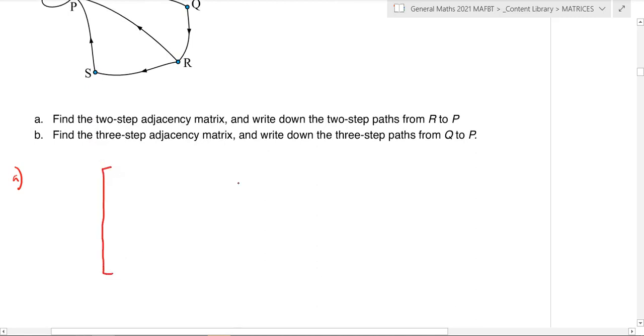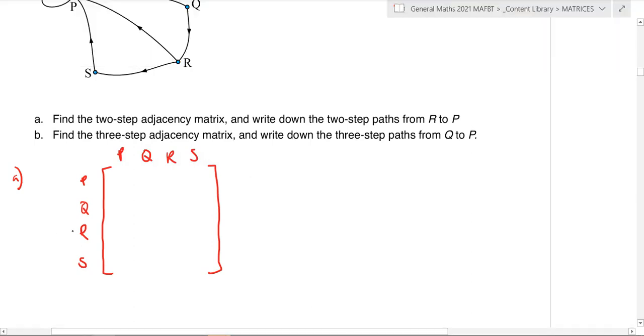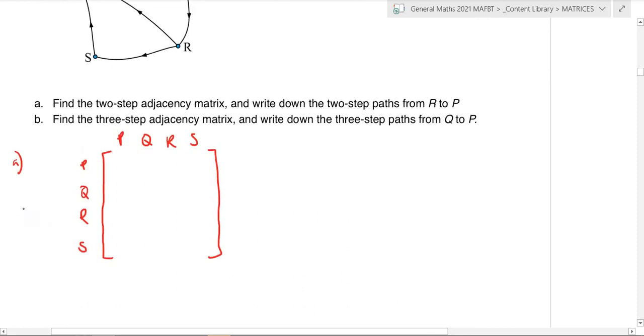Okay, that doesn't change. It's still going to be from and then to. Let's just list out all of the vertices: P, Q, R, S, P, Q, R, and S. And now we're going to list out, remember, the two-step matrices. This matrix doesn't have a name, I'm just going to call it matrix M. M squared for two-step matrices or two-step connections.